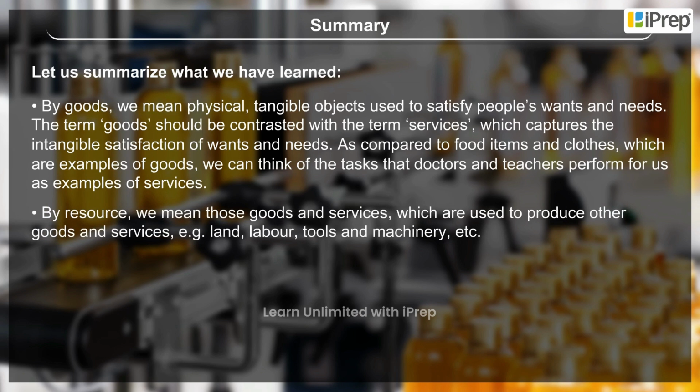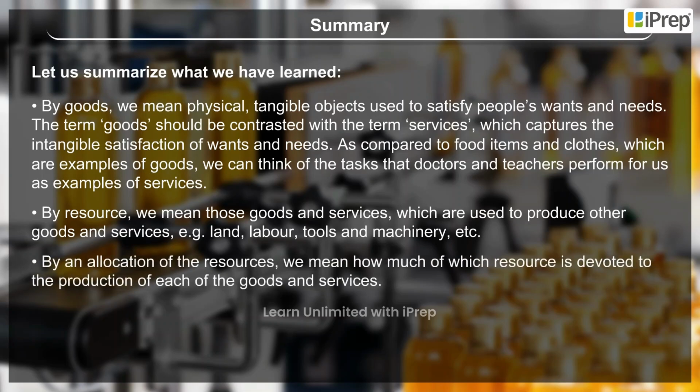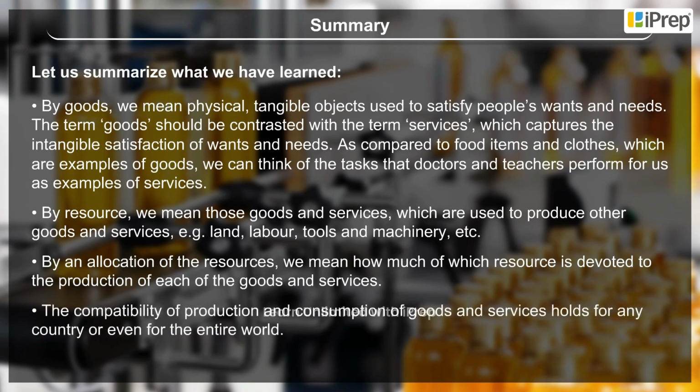By resource, we mean those goods and services which are used to produce other goods and services. Example, land, labor, tools and machinery, etc. By an allocation of the resources, we mean how much of which resource is devoted to the production of each of the goods and services. The compatibility of production and consumption of goods and services holds for a country or even for the entire world.